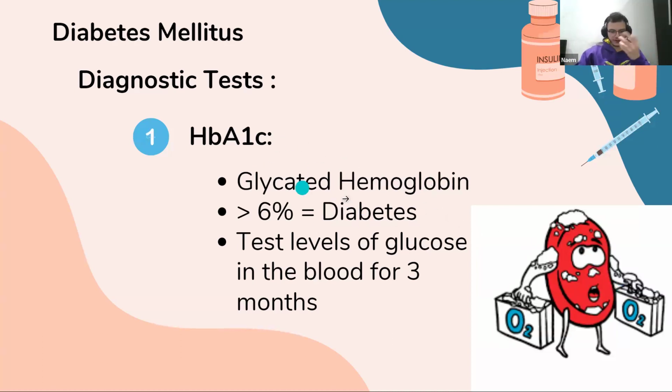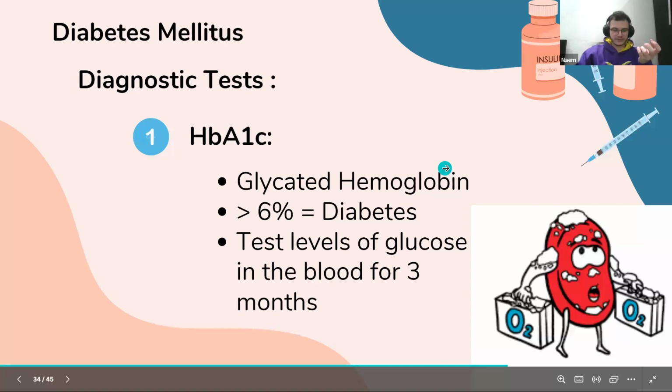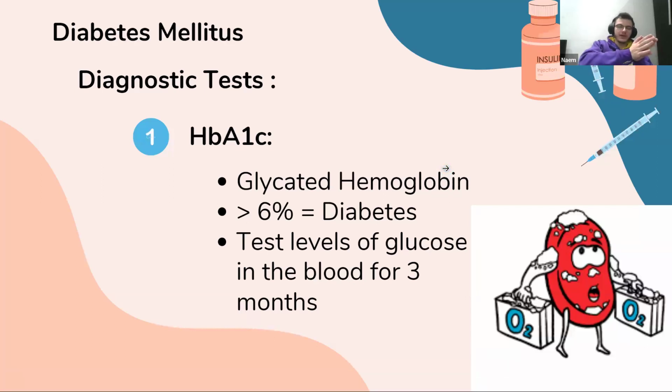So this test is perfect for long-term, chronic diabetes, to actually know if the patient has diabetes or not, because it tests the amount of sugar in the blood over the full 3 months, as we said, because it's the lifespan of hemoglobin inside the RBC. This is the first test, a very important diagnostic test that you need to know.